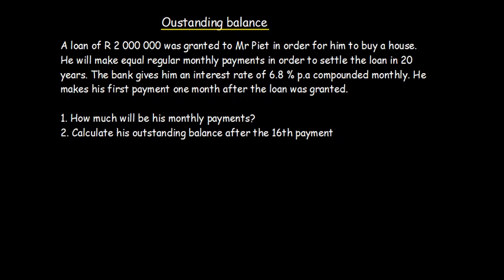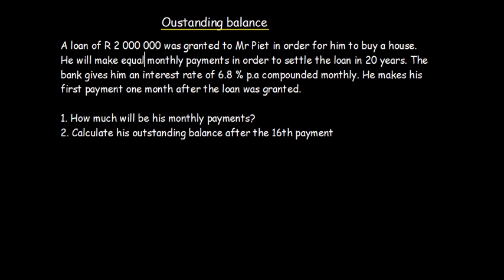Still with Mr. Pitt, who was given a loan of 2 million in order for him to buy a house, he's going to make equal monthly payments in order to settle the loan in 20 years. Now the bank gives him an interest rate compounded monthly. He makes his first payment 1 month after the loan was granted. Number one asks how much will be his monthly payments.